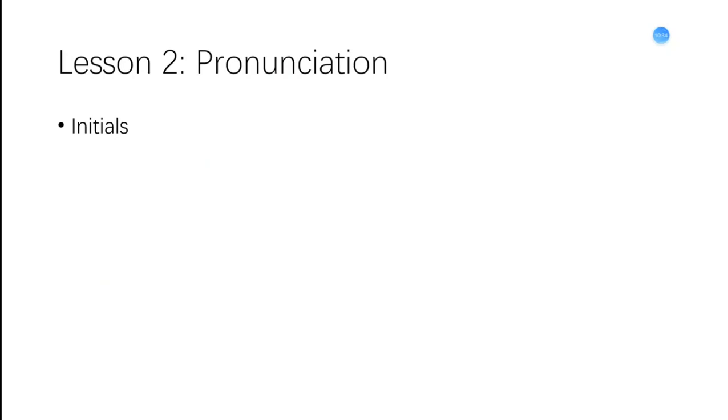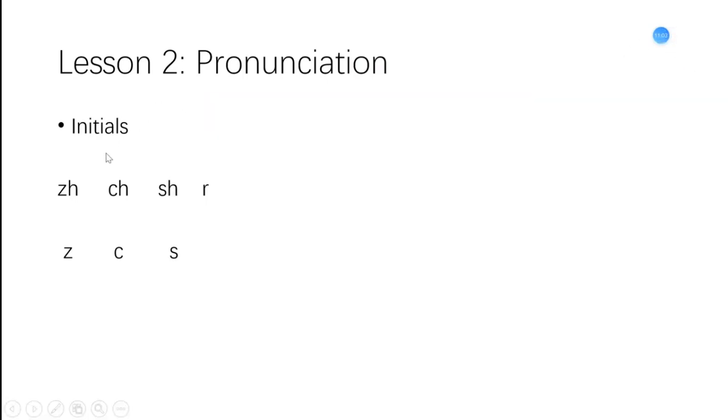Okay, so now let's come to lesson 2. First, let me introduce the initials of lesson 2. We are going to learn 7 new initials in lesson 2. Please read after me. The first one: zhi, chi, shi, ri.